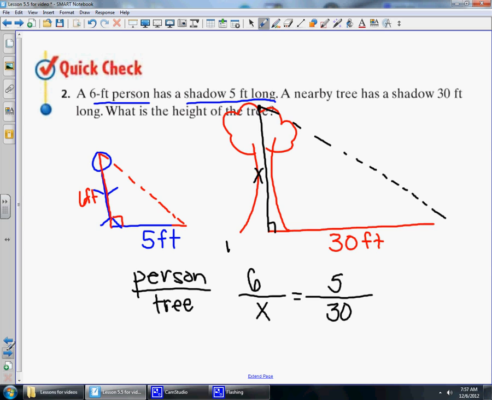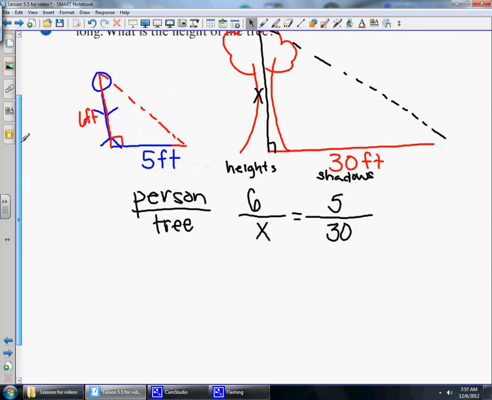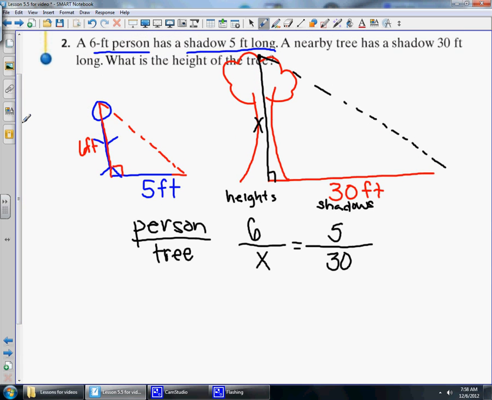So we have the actual heights here, and we have the shadows here. The person's always in the numerator, the tree is in the denominator. So now what we need to do is solve this proportion.